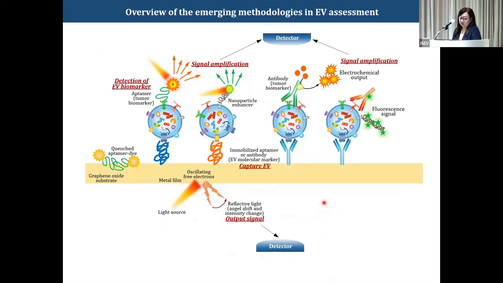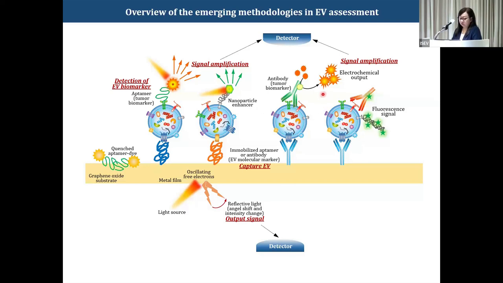So to meet the demand of EV-based liquid biopsies, technologies with efficient enrichment of EVs and sensitive cargo molecule detection are critical. Antibodies and aptamers that recognize consensus EV molecular markers such as CD9 and CD63 are commonly used to capture small EVs. Detection of the tumor biomarker on EVs will involve the tumor protein targeting antibody, aptamer, or other nanoparticle, which are linked with different forms of reporter biomolecules.